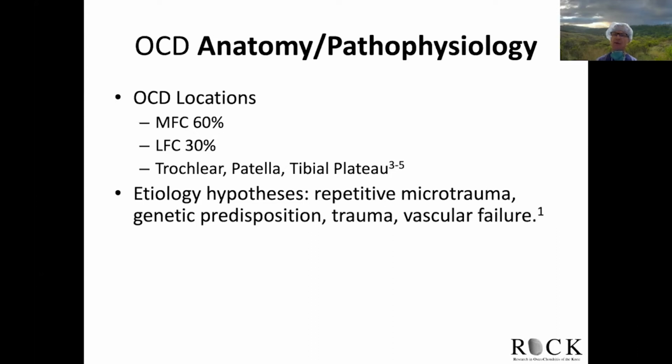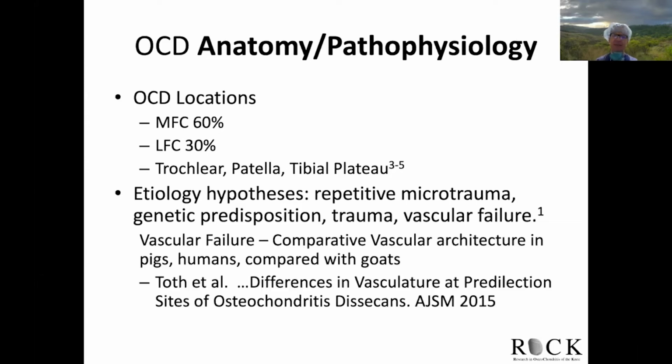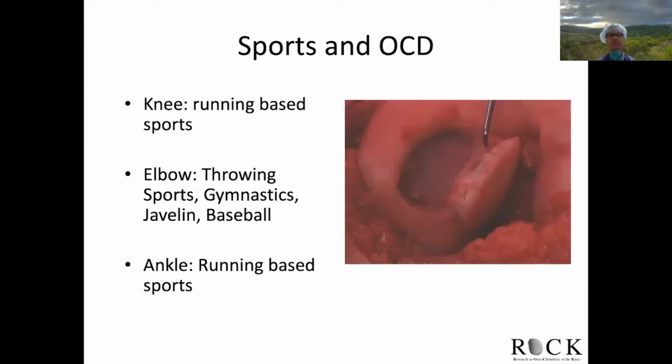We're still not sure what causes OCD. For a long time, we thought it might be repetitive microtrauma. There does appear to be a genetic predisposition, at least maybe 5%, maybe even 10% of families. Acute trauma, perhaps, but increasingly there's an interest in vascular failure as basically a necrotic event. There's some research showing that the vascular architecture in pigs, which are predisposed to develop OCD, and humans is very similar. And that suggests that the etiology may actually be vascular in origin in many of these patients.